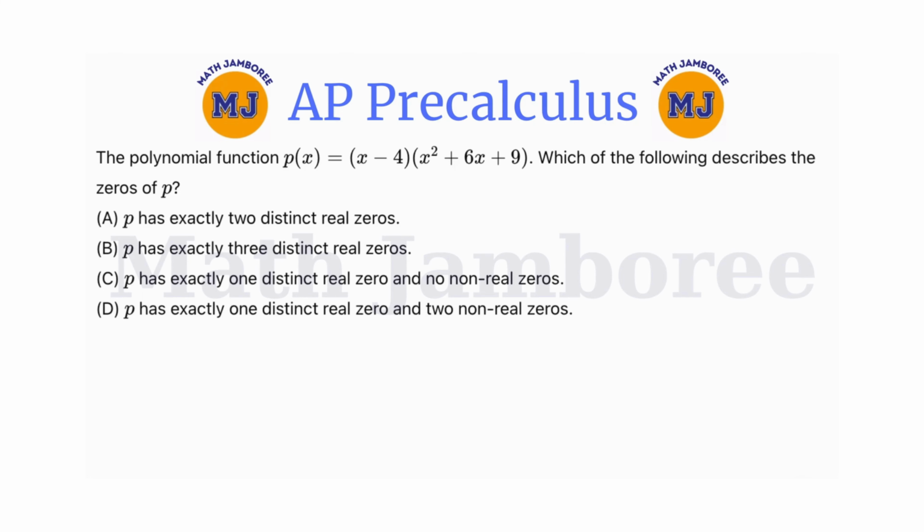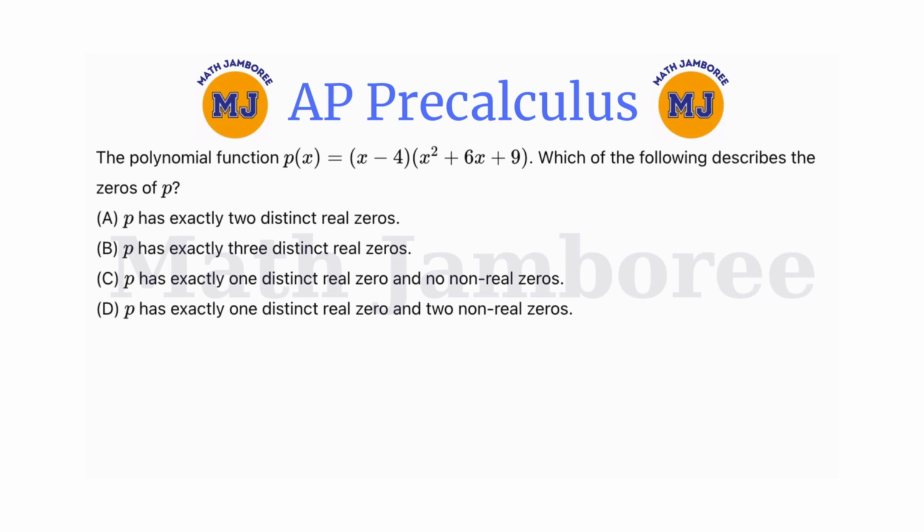A. P has exactly two distinct real zeros. B. P has exactly 3 distinct real zeros. C. P has exactly one distinct real zero and no non-real zeros. D. P has exactly one distinct real zero and 2 non-real zeros.